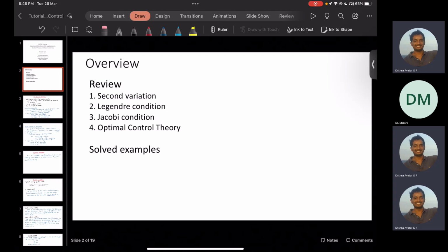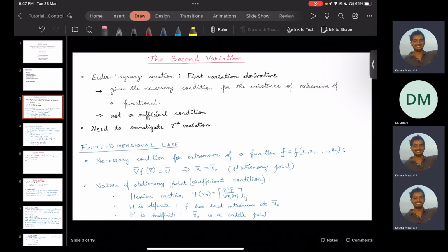So essentially the template is we'll be reviewing the topics. We'll start with second variations, and then we would move on to briefly describing two conditions that are aimed at determining the stability, so to speak, of the variational problem that we are looking at. And then the last topic would be optimal control theory. And once we have reviewed that, we'll start with solving a bunch of problems.